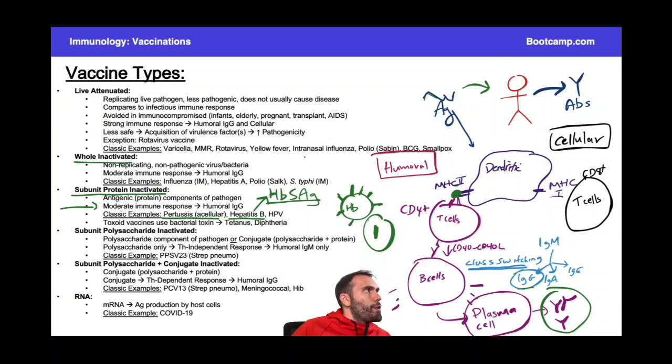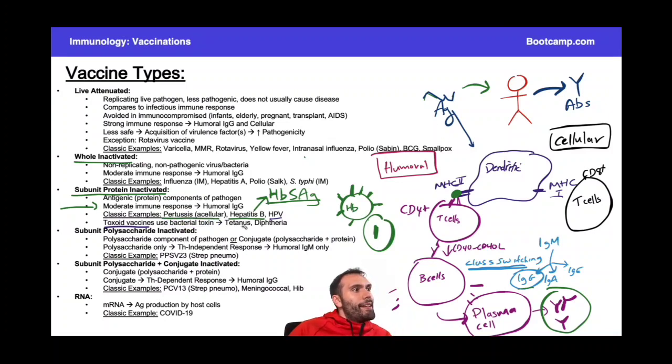Okay, and then we can also see HPV is on here, and then toxoid vaccines. What we're doing is essentially giving the patient this toxin, but its pathogenicity has been wiped, so it's not going to be causing disease, but it still has immunogenicity. So I can still make antibodies to it. So pathogenicity down, immunogenicity we can still generate antibodies to, and that's the concept. That's what we'll see with tetanus and diphtheria.